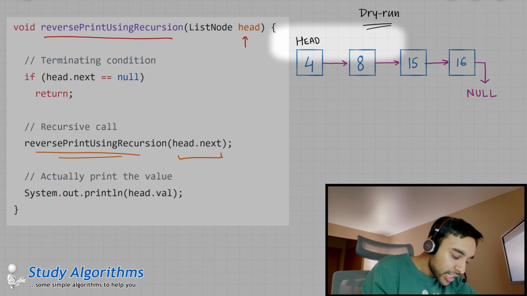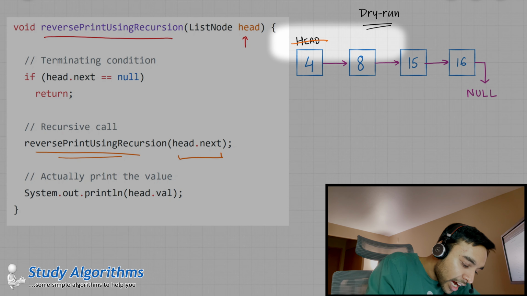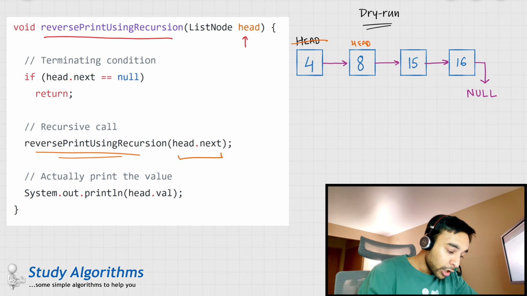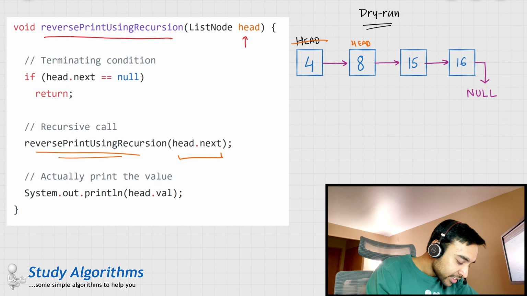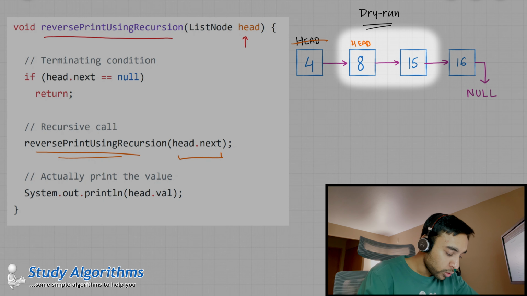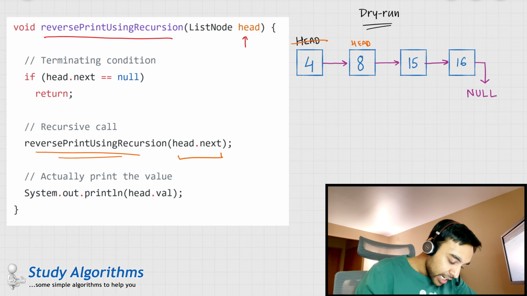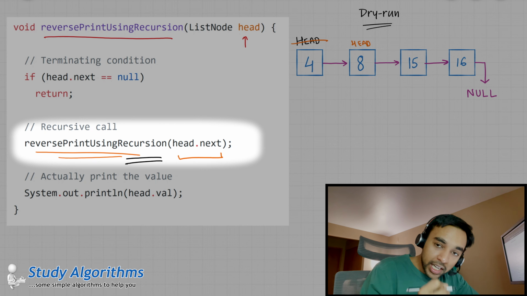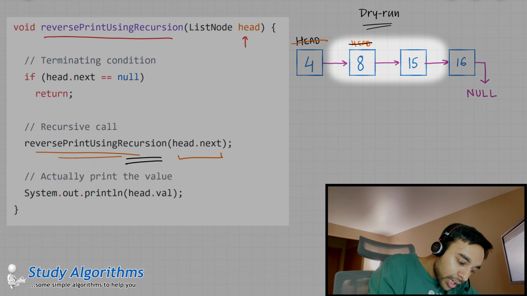So this time, instead of passing the original head, I will pass in my new head. So this time, head points at 8. The function will start again. It sees, is the next null? No. And hence, I will again make a recursive call. I call the function again with the next value. So this time, the head is passed as 15.